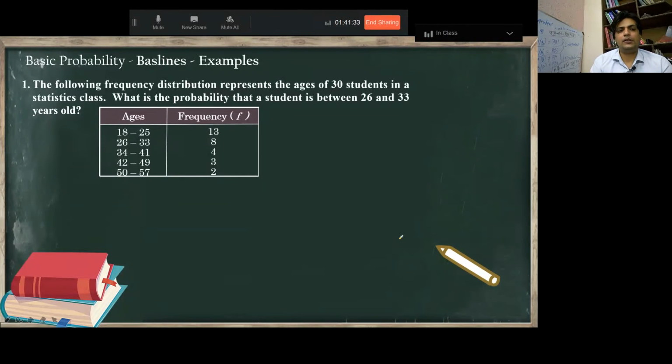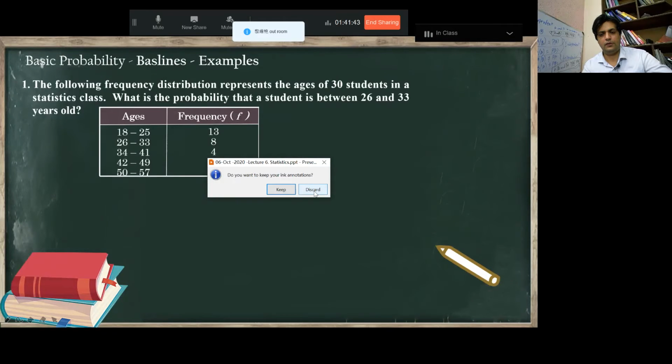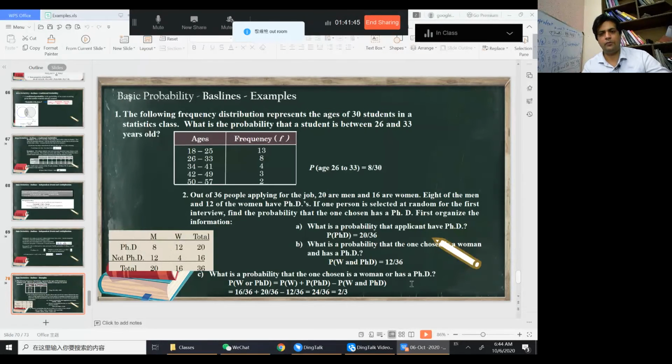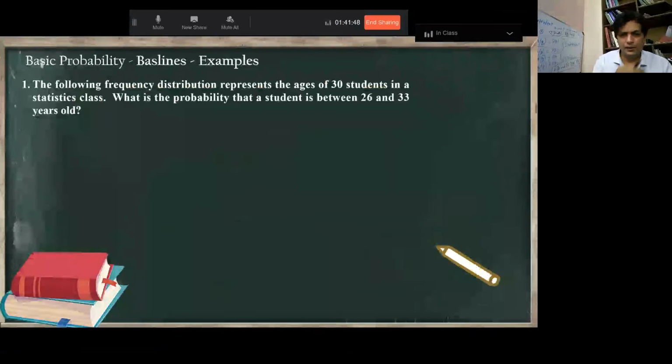Let's see, we will do some examples now. Let's see how much time we have. Okay, we will just do a couple of examples.